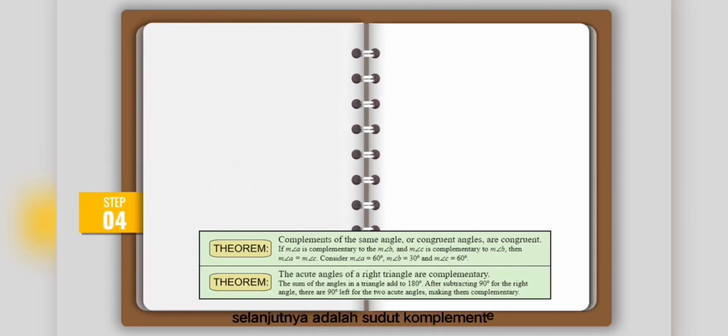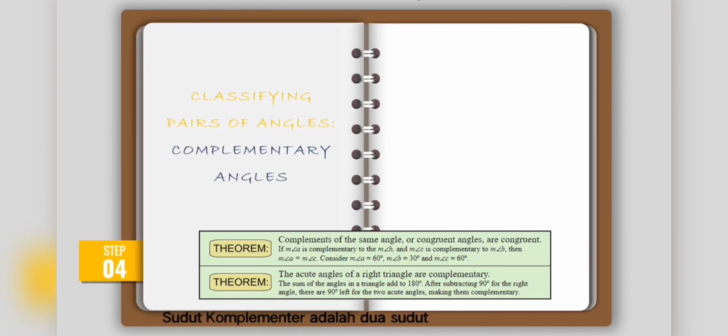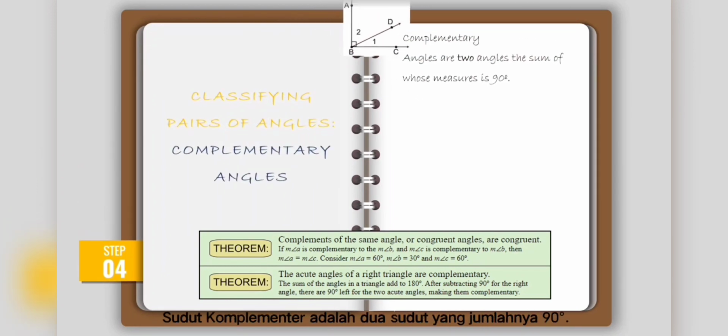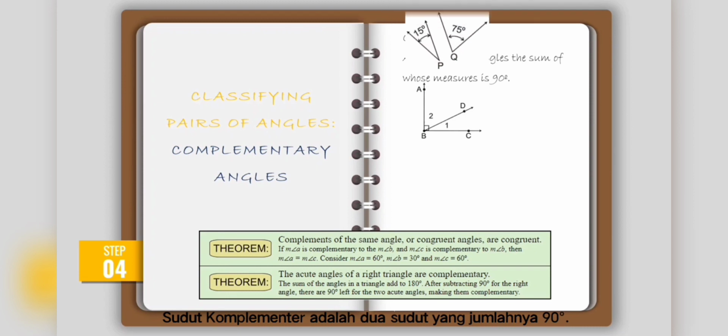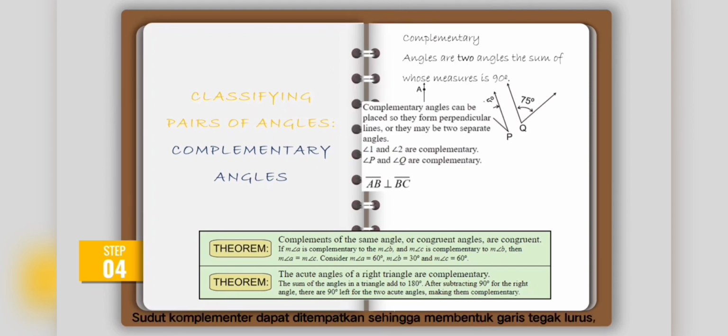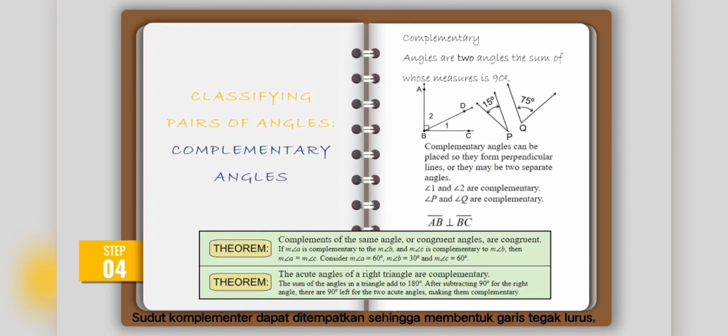And the next is complementary angles. Complementary angles are two angles the sum of whose measures is 90 degrees. Complementary angles can be placed so they form perpendicular lines or they may be two separate angles. Angles 1 and 2 are complementary. Angles P and Q are complementary. So we can say line AB is perpendicular to line BC.